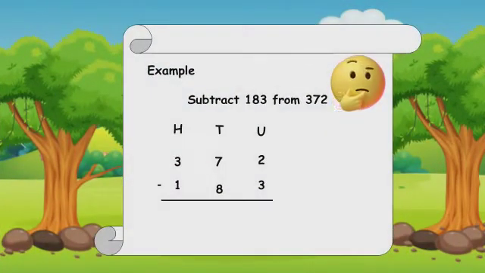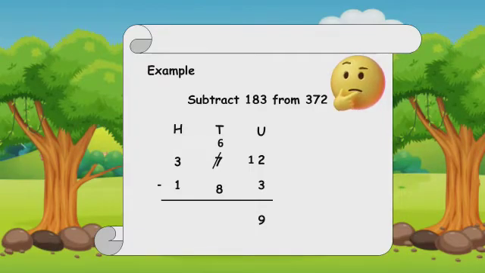Let's understand subtraction with an example. Subtract 183 from 372. First we arrange these numbers vertically and start subtraction from the units column. 2 minus 3. The top value of the units column is smaller than the lower value. So we borrow 10 from the tens value. So the top value of the units column becomes 12 and the tens value becomes 6. So 12 minus 3 is equal to 9.